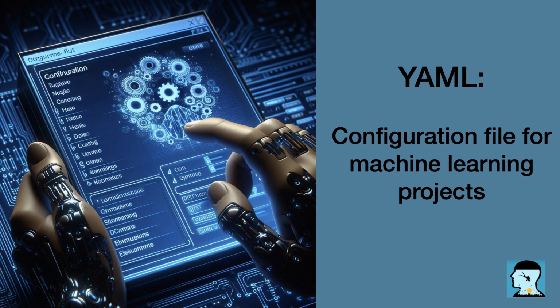Configuration files also make it easier to manage multiple versions of a model. For example, you might have a configuration file for a development version of the model, a staging version, and a production version. This allows you to easily switch between different versions of the model without having to manually change the code. Overall, configuration files are an important tool for managing machine learning projects. They make it easier to set and reproduce hyperparameters, and they help to keep track of different versions of a model. Thank you for that explanation.